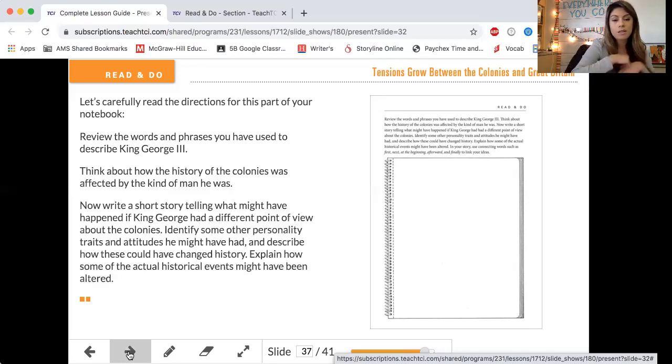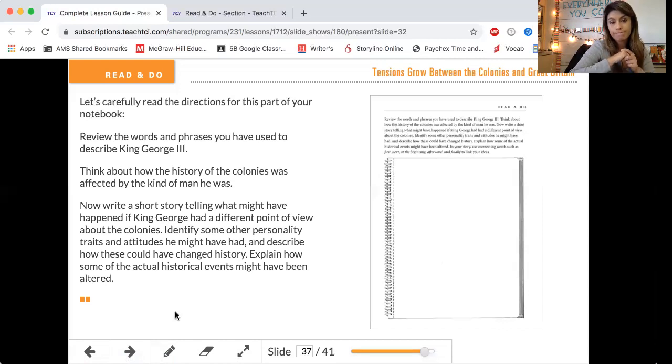So think about how the history of the colonies was affected by the kind of man he was. So think about some other personality traits and attitudes he might have had and describe how they could have changed history. So maybe if he wasn't stubborn, what else could he have been to maybe help with the actual events going on or to help with the relationship between him and the colonists? You're going to write a little short story here. So you can go ahead and write your short story. Make sure to include some of the connecting words.